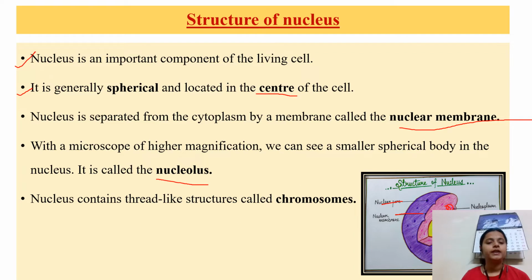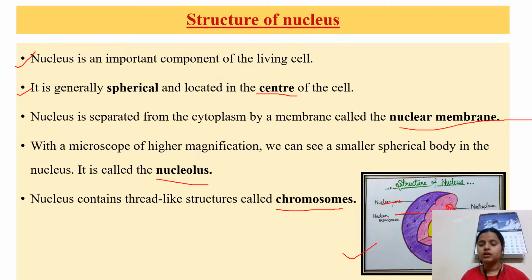A nucleus contains thread-like structures called chromosomes. So what are chromosomes? Chromosomes are thread-like structures which are present inside the nucleus. So you can see here the nuclear pore, nuclear membrane, nucleoplasm and nucleolus. I hope this diagram and this picture of nucleus is clear to you.